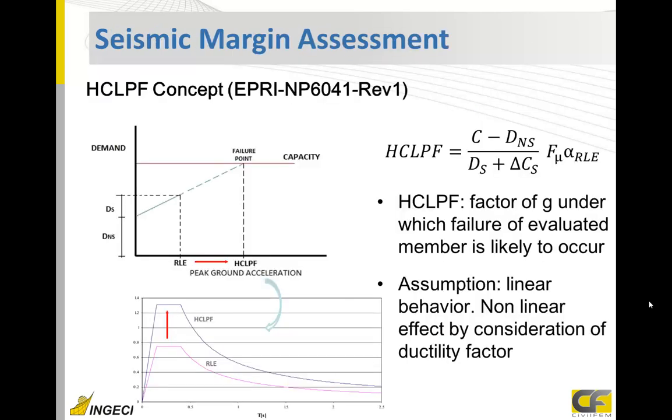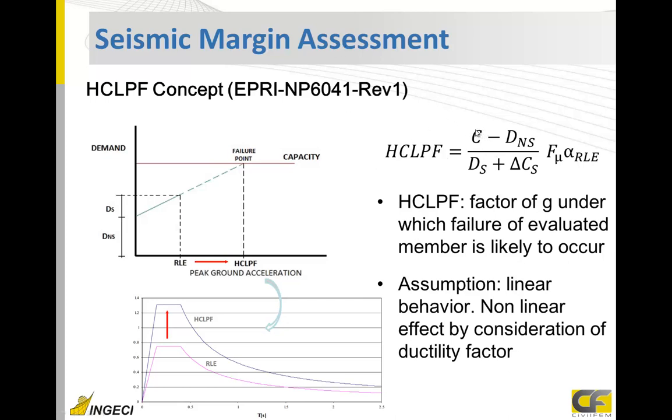The next one is based on all existing nuclear power plants and how to perform a seismic margin assessment. It is based on this HCLPF concept, which is the high confidence, well, I don't remember the name very well, which is a little bit confusing, high confidence, low probability of failure, HCLPF. And this is based on this code, EPRI NP-6041, revision 1, which is based on this formula.